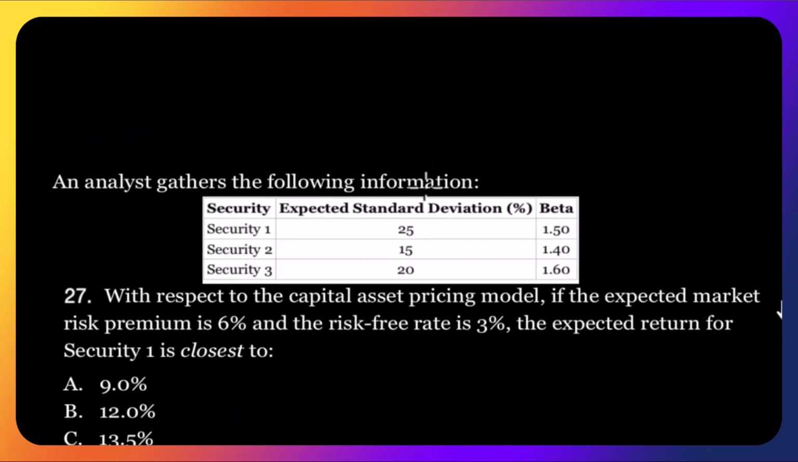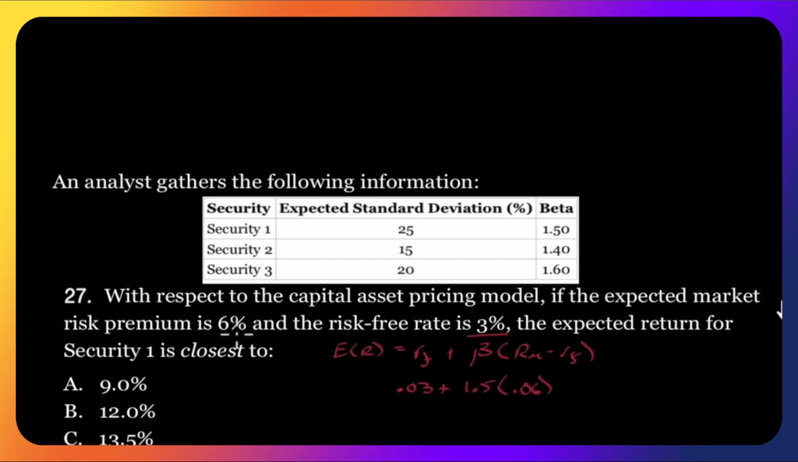An analyst gathers the following information: security 1, 2, 3, expected standard deviation, and their betas. With respect to the capital asset pricing model, if the expected market risk premium is 6% and the risk-free rate is 3%, the expected return for security 1 is closest to? So for security 1, we need an expected return, and it's going to be our risk-free rate plus our beta and our (RM minus RF). Do we have an RF? Risk-free rate 3%, 0.03, plus security 1 has a beta of 1.5. The expected market risk premium is 6%, so everything in here is just 0.06.